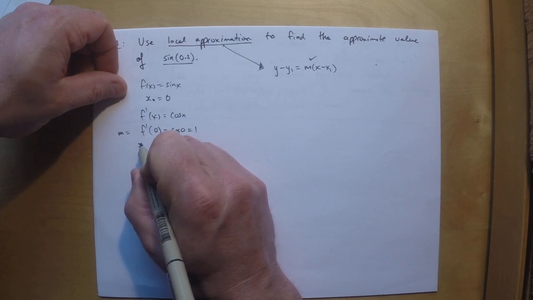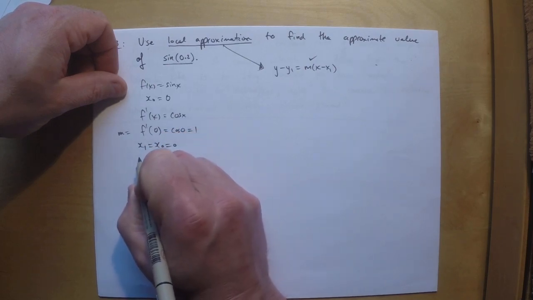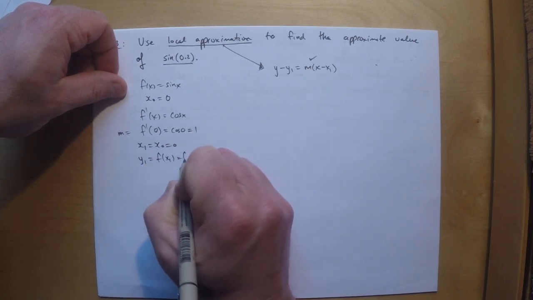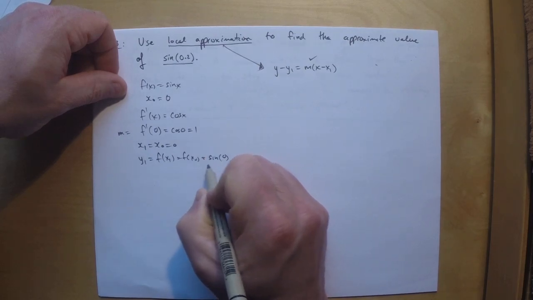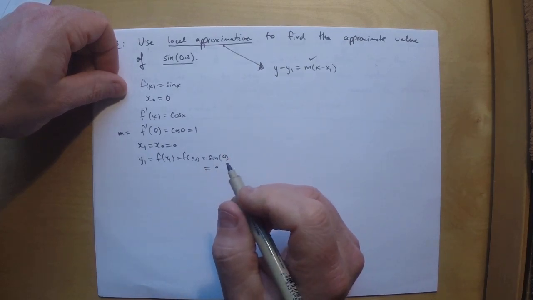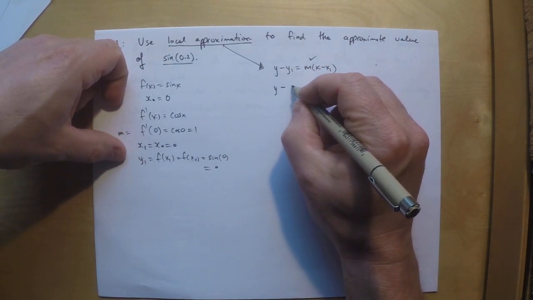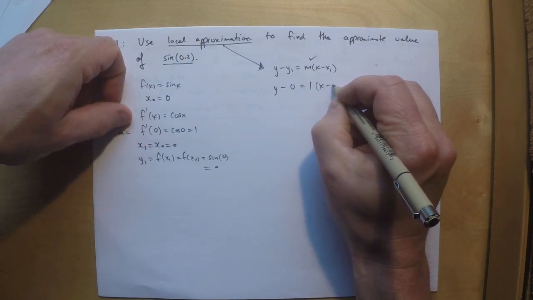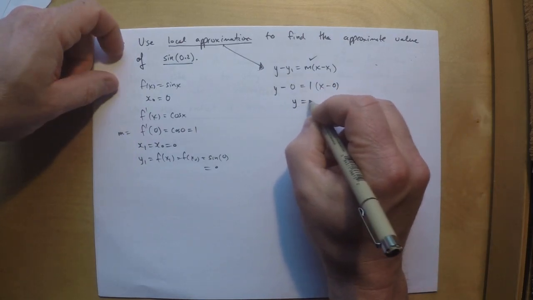And then I need, well, x1 is x0, which is 0, and y1 is f of x1 or f of x0, which is sine of 0, which is 0. So now I know all the data. y minus 0 equals 1 times x minus 0. So it's not the most exciting.